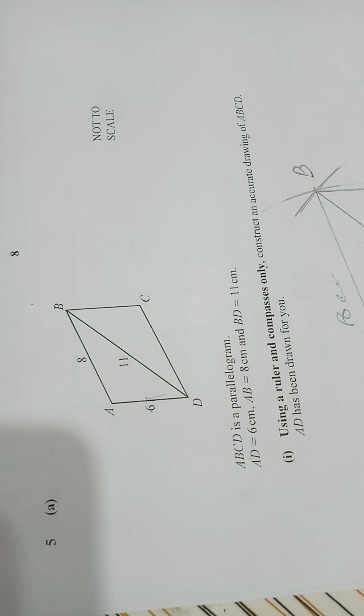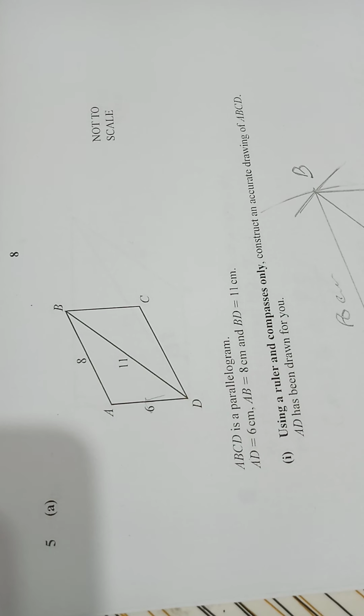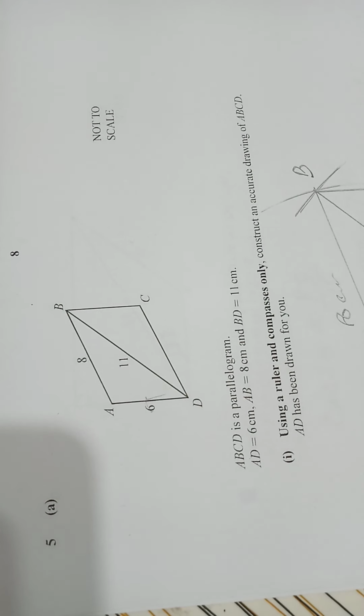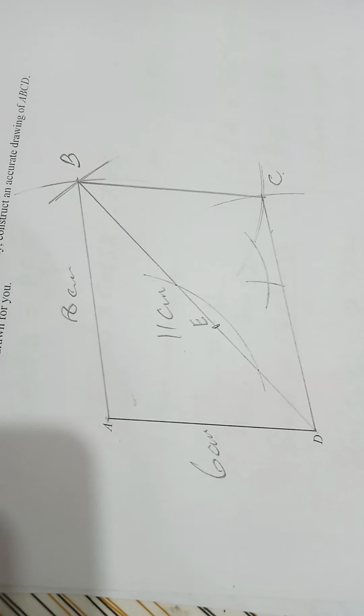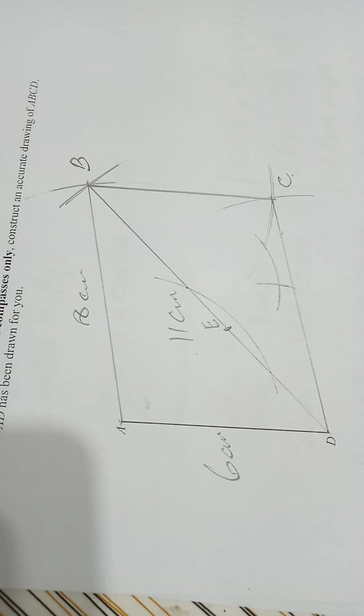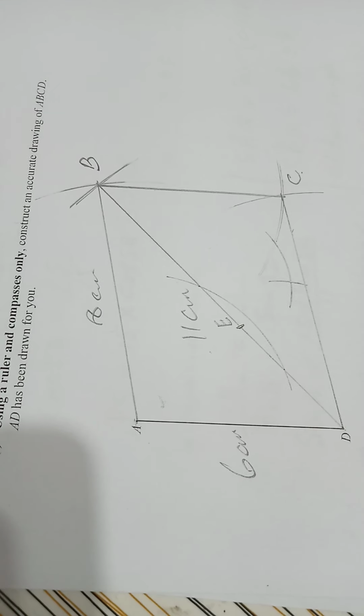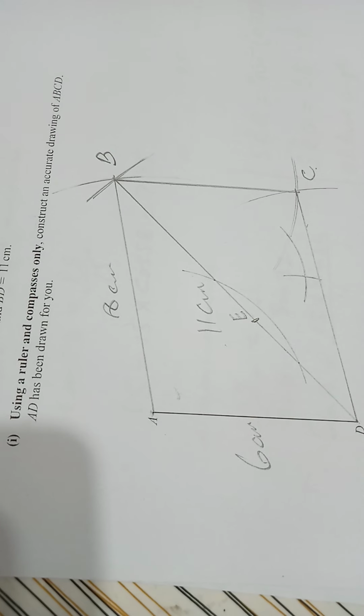In this question he has given you ABCD is a parallelogram, AD 6 centimeter, AB 8 centimeter and BD 11 centimeter. Using the ruler and compasses only construct the parallelogram. He has already drawn a line for you, that is PAD. He has already drawn AD, and the length of AD is 6 centimeter, and the length of AB he has given, that is 8 centimeter.